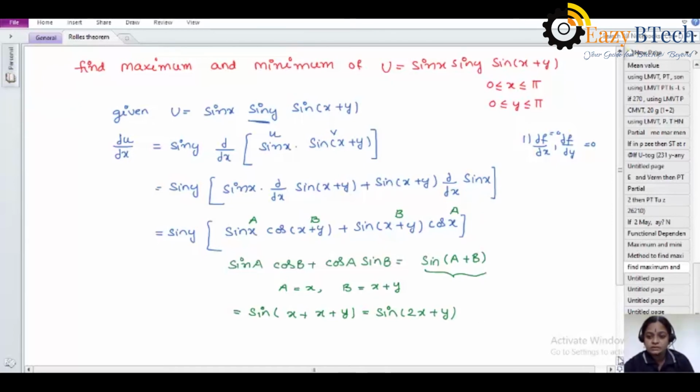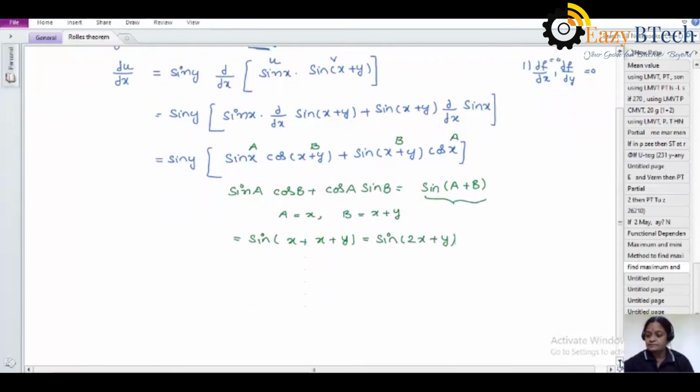Okay, so now I am writing that value here. So sin y into sin of 2x plus y. So which value, students, this one? This is the value of ∂u/∂x. So according to the method of maxima and minima, first doing partial differentiation of the given function with respect to x and y, equating each to 0. So now this is the value of ∂u/∂x.